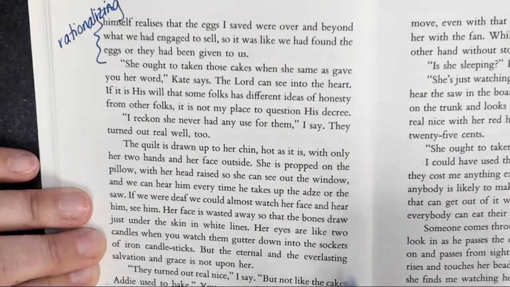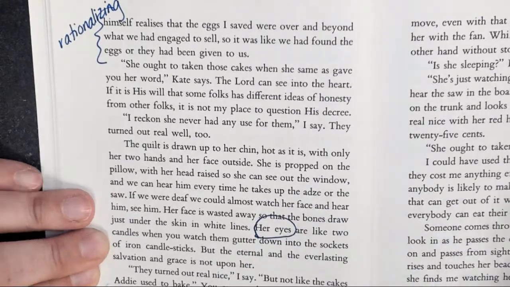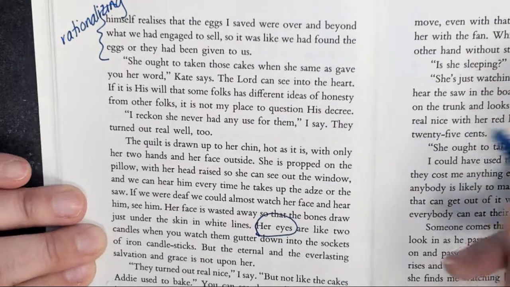So remember when I told you about eyes earlier? Here is another thing about eyes. Who is she talking about, do you think? Addie.